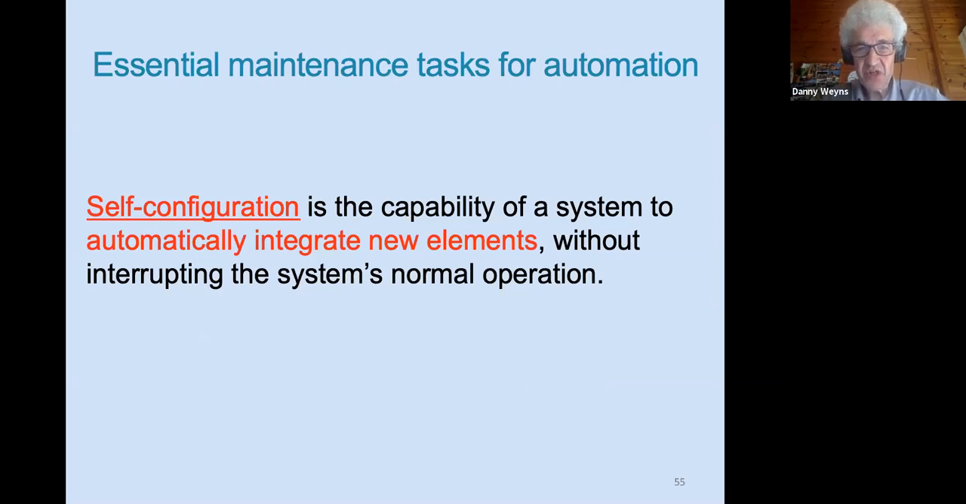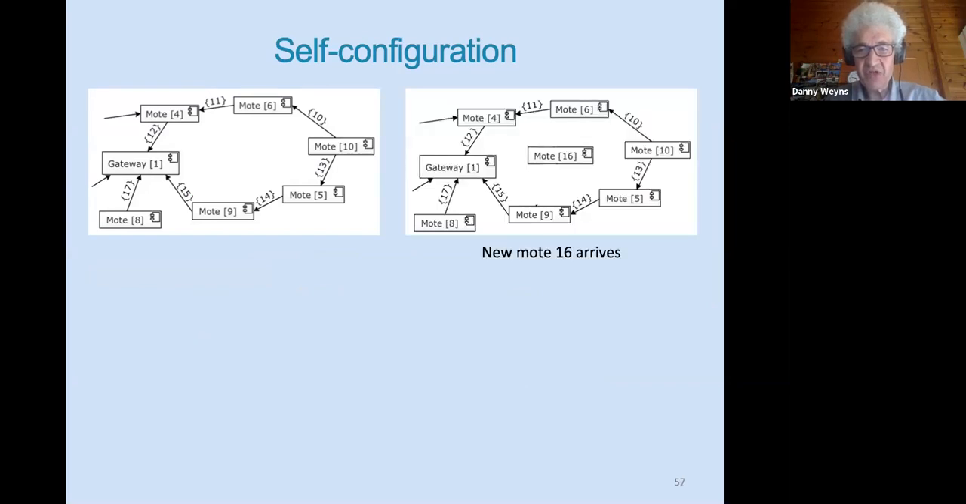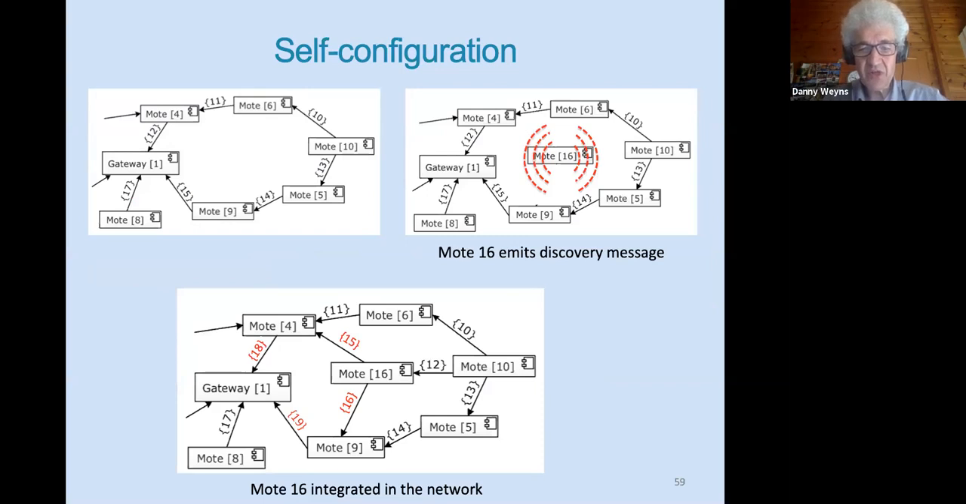Finally, the last essential maintenance task is self-configuration, which allows the system to automatically integrate new elements. Imagine you have this setting, and now a new mode 16 arrives. So this mode might send discovery messages that the gateway then might receive. And the gateway might then look at, okay, what is the most optimal way to incorporate that mode? For instance, it might send a part of the data to mode 4, a part of the data to mode 9, and then we might establish a particular time schedule to send data to the gateway. And that way, the system has incorporated the mode autonomously without any human involvement.